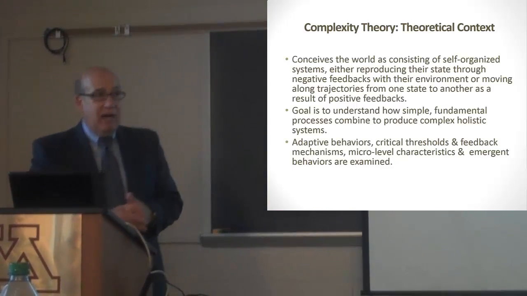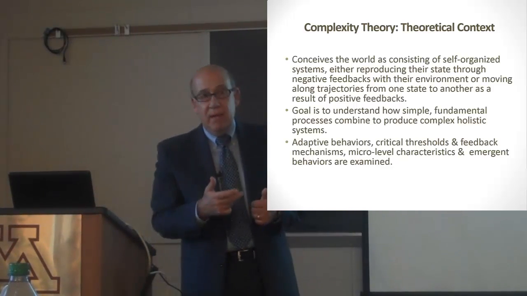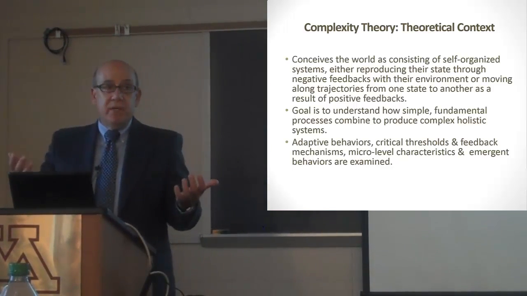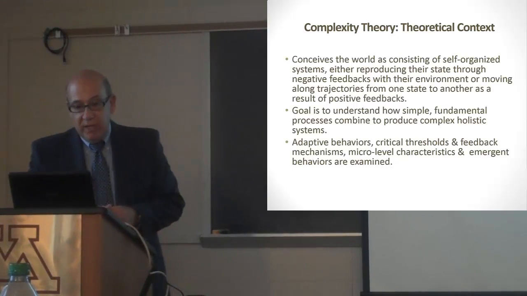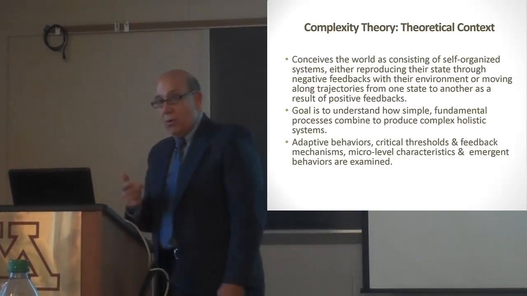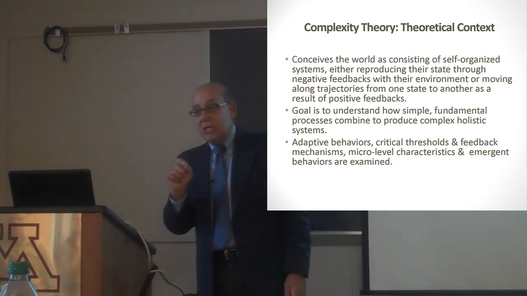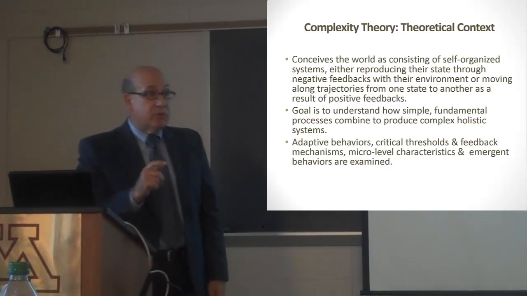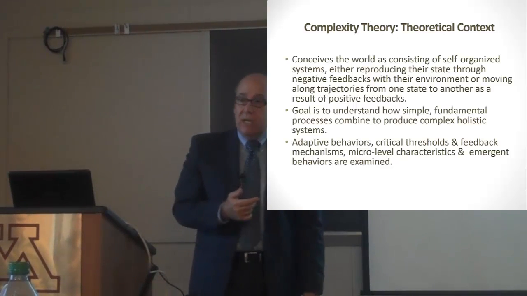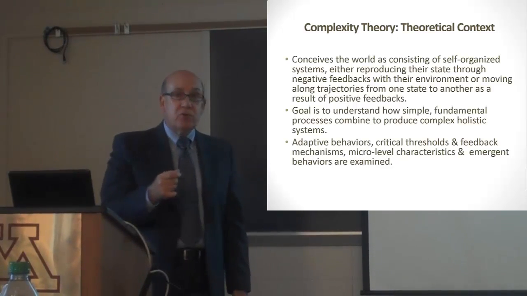In essence, we're talking about how systems self-organize. We're talking about how fundamental rules at an individual or household level manifest as an emergent property across large geographic areas, and how those fundamental rules are captured in our code. We're looking primarily at adaptive behaviors, critical thresholds where systems change trajectories, and feedback mechanisms, of course, where humans affect the environment, which further shapes human behavior, and really trying to look at micro-level characteristics and how they're emerging across the landscape.